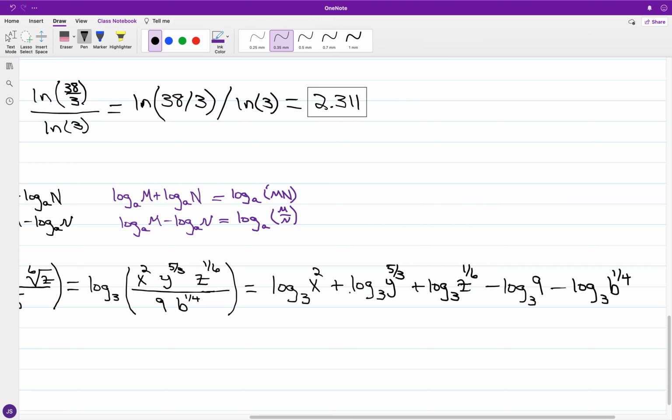All right. And writing the powers as coefficients. Notice we have x to the 2nd, so I can move the 2 for y to the 5/3. Okay, the 5/3 can be shifted. For z to the 1/6, okay, we move 1/6 to the front, and we have another exponent. Okay, we have with b to the 1/4, so I can move the 1/4 to the front.